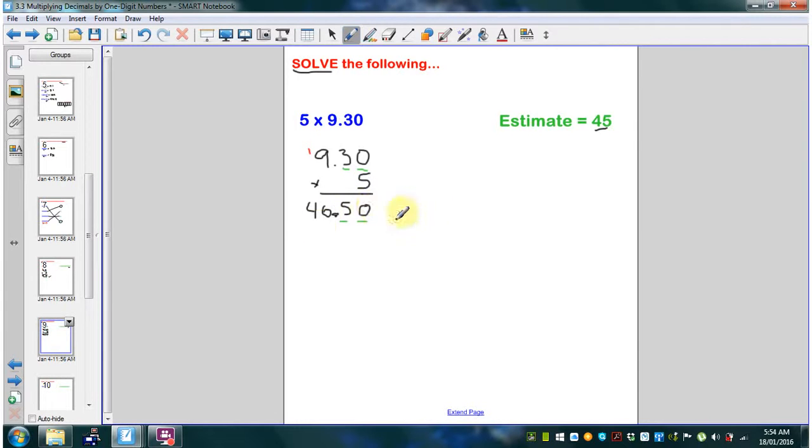So our answer is 46.50. Is this close to 45? Yes, it's pretty close to 45. It's not like we got an answer of 100 or an answer of 2. 46.5, very close. So this seems to be right. Okay, make sure you have that written down, and we'll move on. We're almost done for today.